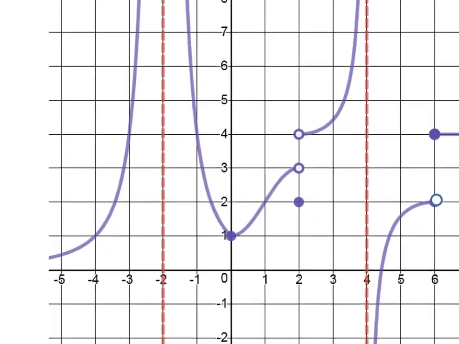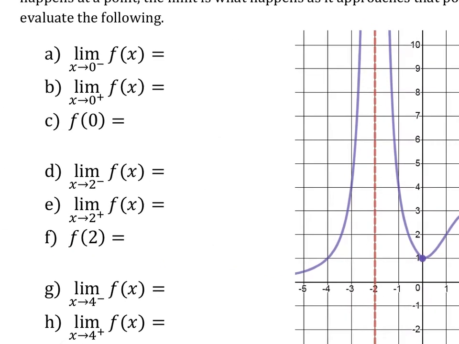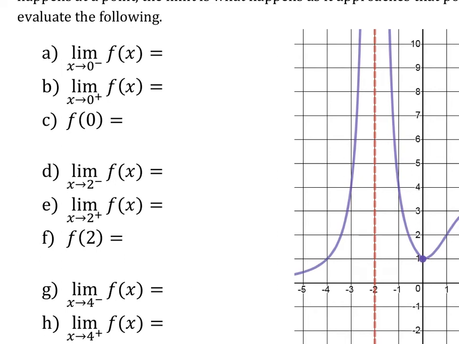So look at 0. Well, what's happening from the left? Coming from the left, we're approaching a height of 1. Coming from the right, we're approaching a height of 1. And that point is actually there, so that point actually is 1. The y value is 1. So the limit from the left is 1. The limit from the right is 1. And the actual value is 1. So f of 0 is the height of that actual point.